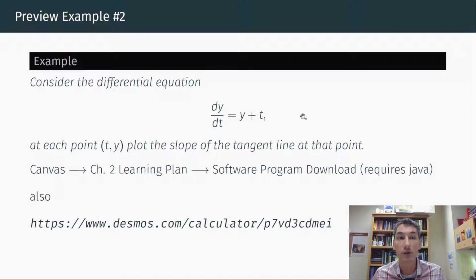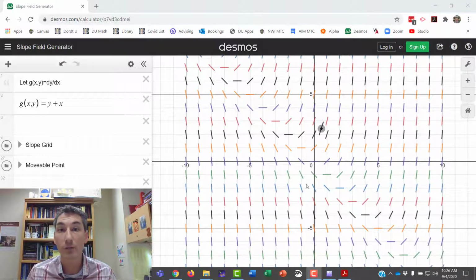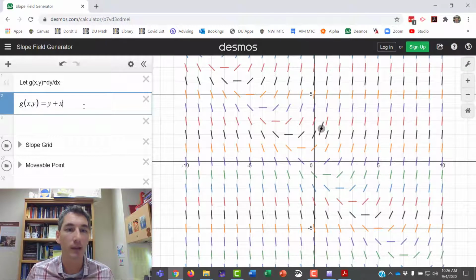Okay, let's jump into just a second example so you can see how this works on a differential equation that has both y's and t's in it. So dy/dt equals y plus t. And we'll look at it on Desmos and on the other software program as well. Okay, so for the differential equation dy/dt equals y plus t on Desmos, t has to equal x, so x is sort of the independent variable in Desmos, so we've translated that to y plus x, but y is your y prime here.